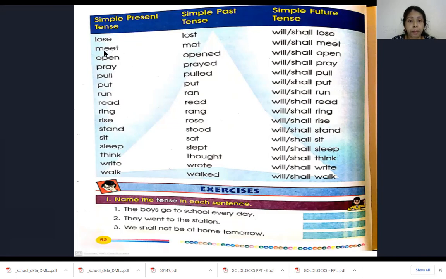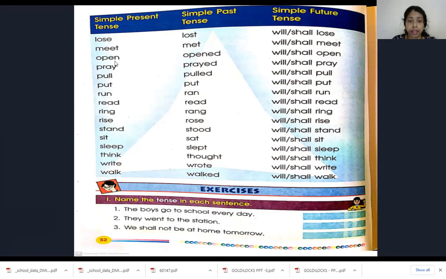Next one is meet. In the present form, the verb will be meet, but for the past form, it will become met. Meet, met. And for the simple future form, we need to add will or shall before meet. So it will be will meet or shall meet.